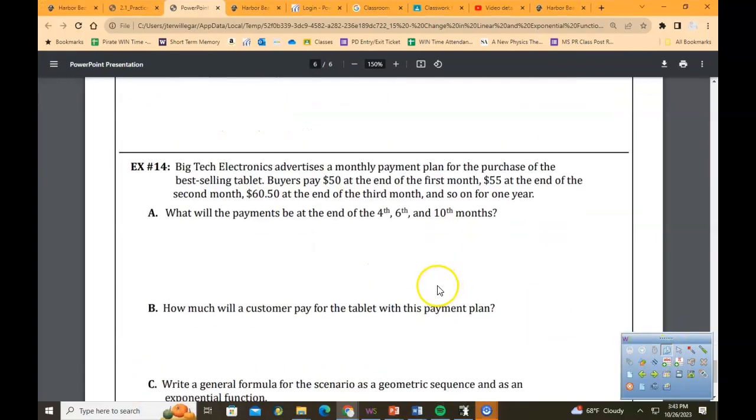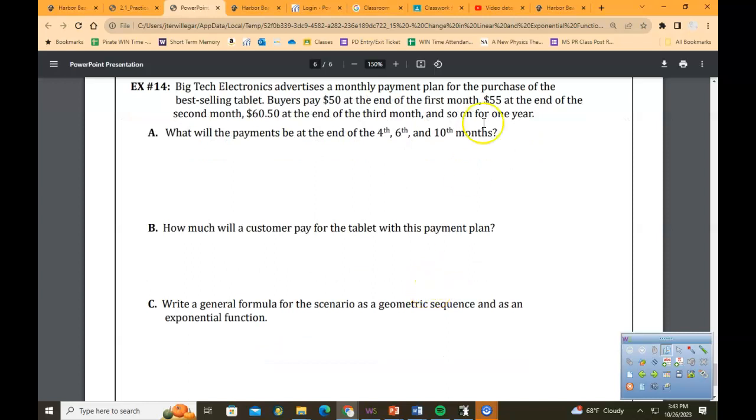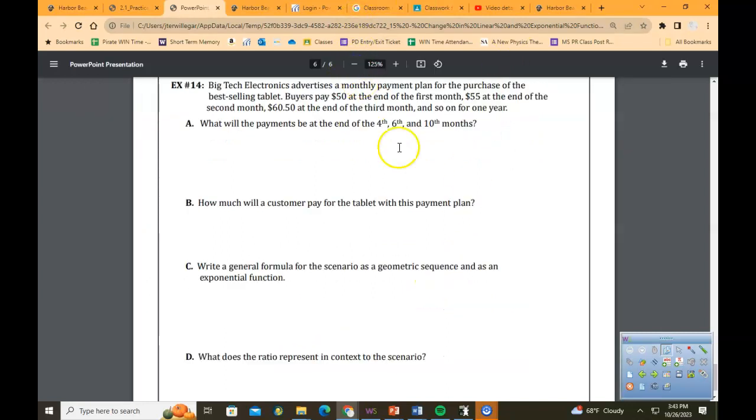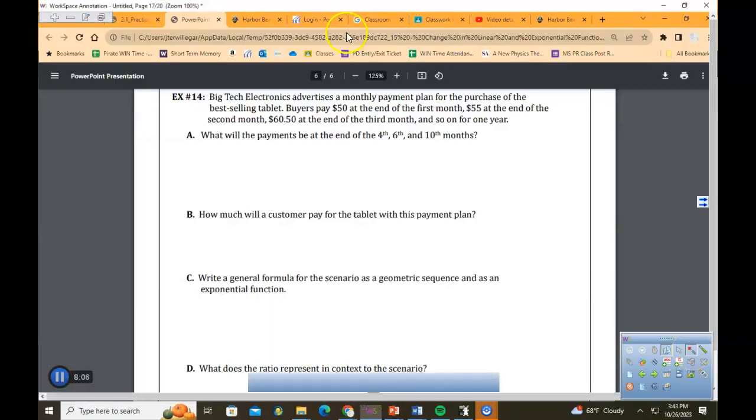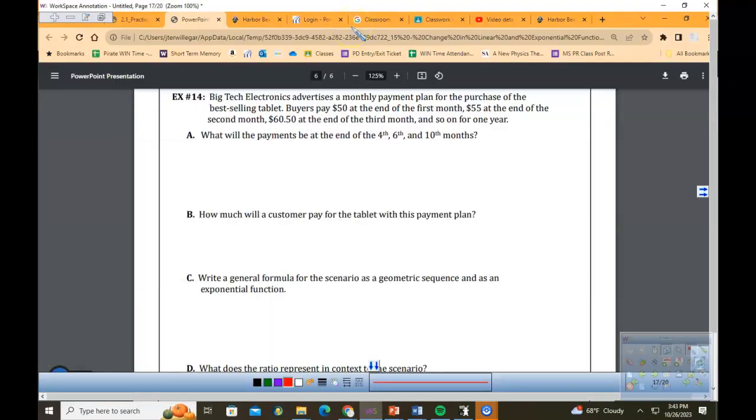Okay. Big Tech Electronics. That's where I buy all my stuff from. Good old Big Tech. Says it'll be $50 at the end of the first month, $55 at the end of the second, $60.50 at the end of the third. So what will the payments be in the 4th, 6th, and 10th months? So we've got to find that rate it's going up by each time.